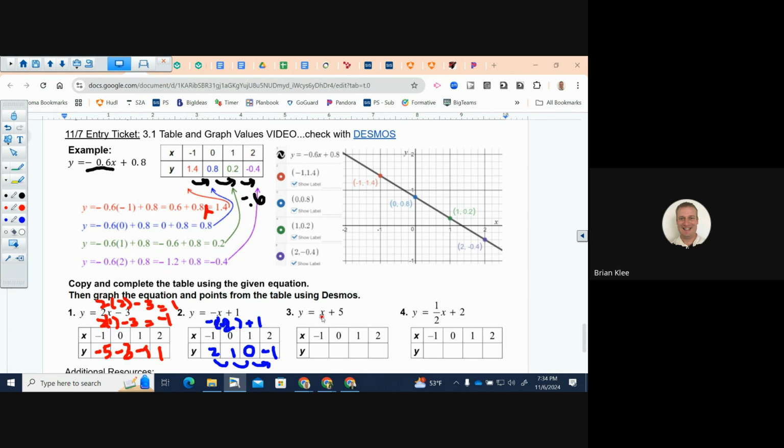A little bit more of the same. Put a -1 in. -1 plus 5 is positive 4. I put a 0 in. 0 plus 5 is 5. Hey, we are ultimately counting by 1 each time, so we'd have 6, 7. Plus 1, plus 1, plus 1.